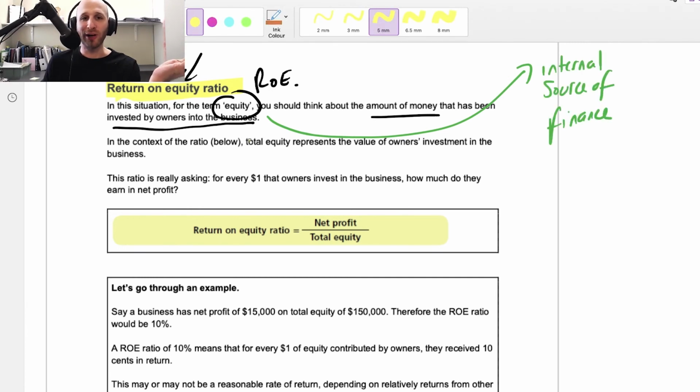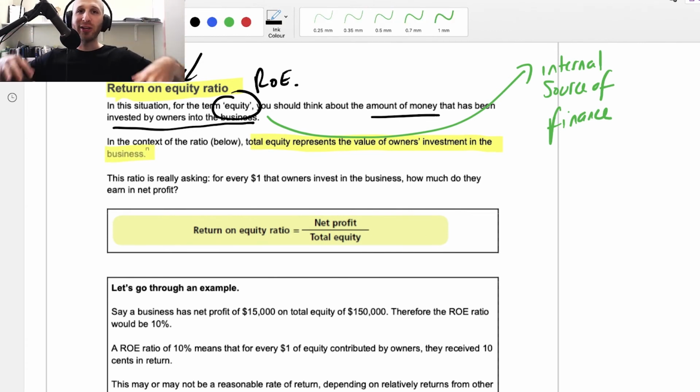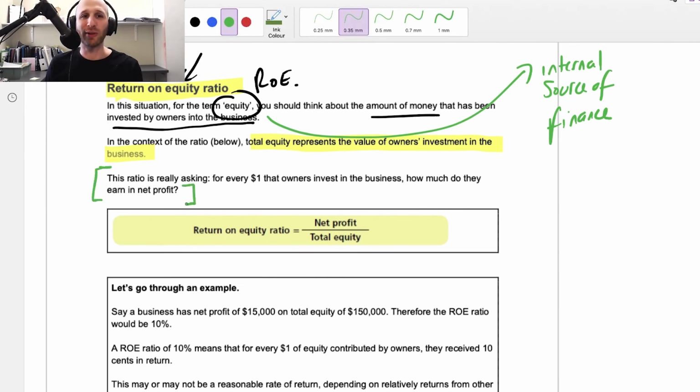So when we're thinking about this ratio, total equity here is the total amount of money that owners have put into the business. So if we want to put it even more directly, we're talking about the dollar here, dollar there in the previous ones. We're saying that for every dollar that owners invest, how much do they earn in net profit? What is their reward in terms of their investment? So if we look at this ratio, return on equity is net profit over total equity. So net profit being revenue minus all expenses, and then here divided by total equity.